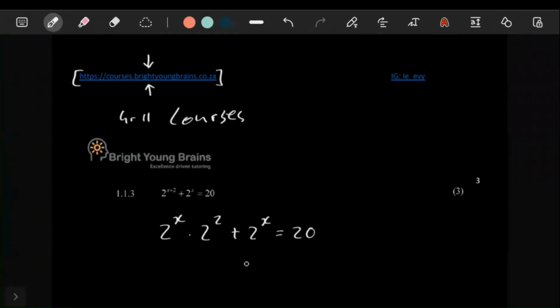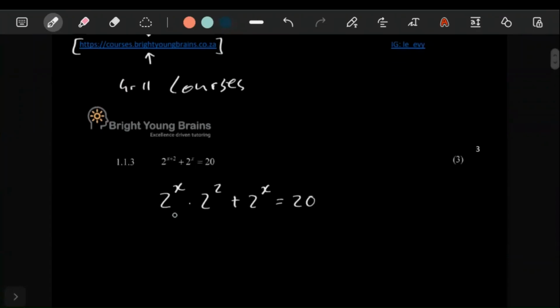So if you take out 2 to the power of x here, you can take it out as a common factor because we're solving for x. So everything that is x, you want to keep it together.